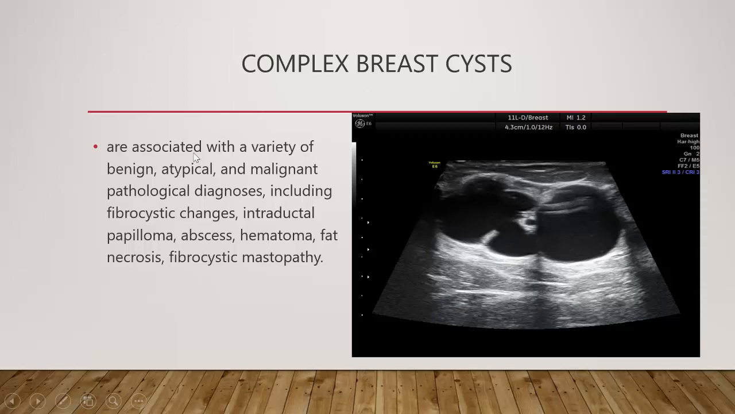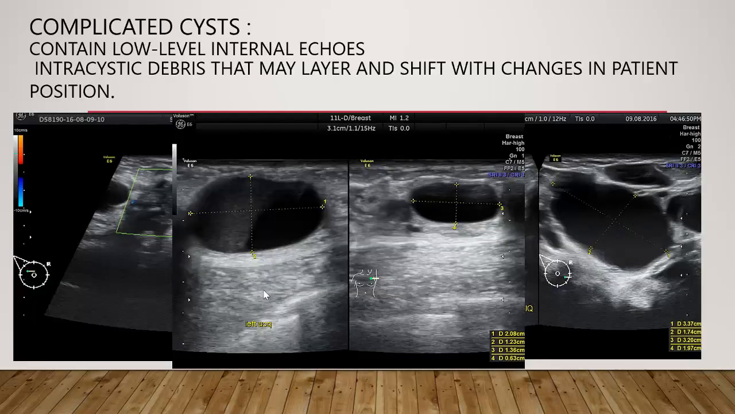Complex breast cysts are associated with a variety of benign, atypical, and malignant pathological diagnoses, including fibrocystic changes, intraductal papilloma, abscess, hematoma, fat necrosis, and fibrocystic mastopathy. Here we have these septations and this thick part, so it is a complicated cyst. And you note here it is focal thickening, not diffuse thickening as we see in the first case. So when there is focal thickening, you must put Doppler, and you put it at least PI-RADS 3 for follow-up.